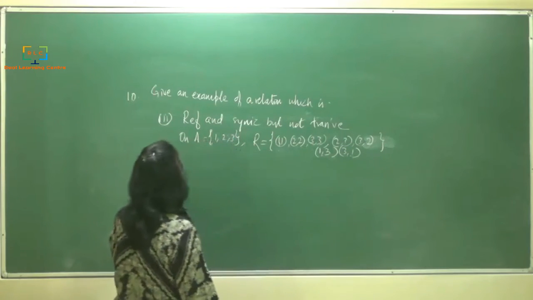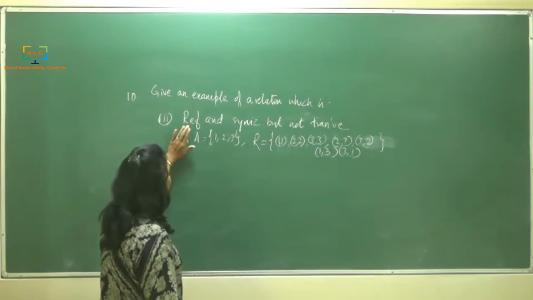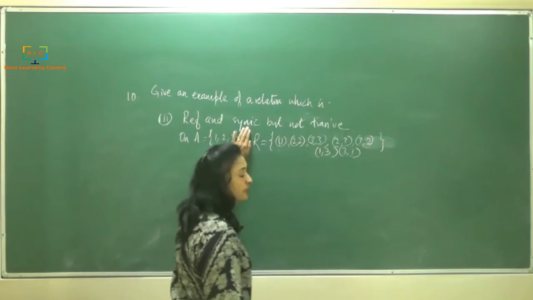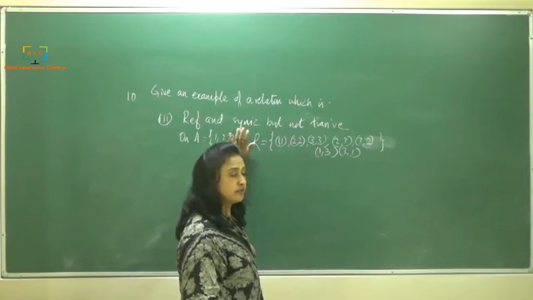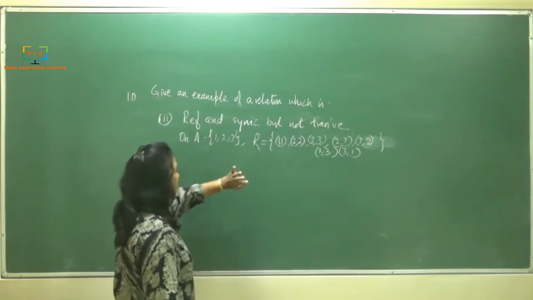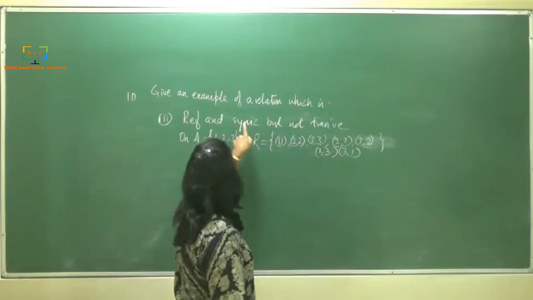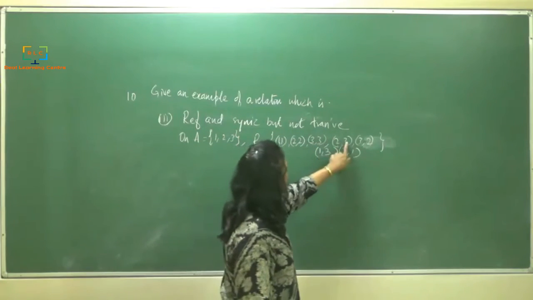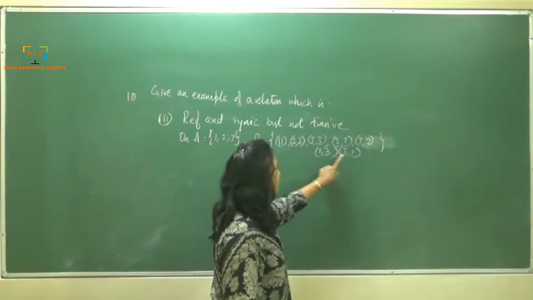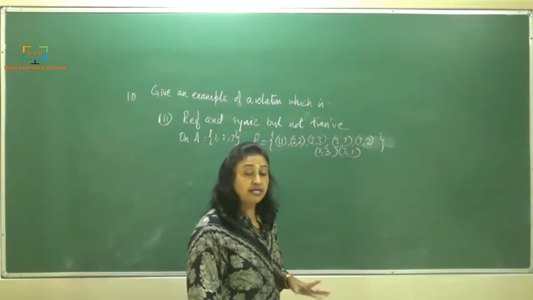See, they are asking us that we have to give the example which is reflexive and it should be symmetric also, but it should not be transitive. For reflexivity, it is already reflexive because for all 1, 2, 3 I have written the reflexive pairs. Next, it should be symmetric. Let me check out. For 2, 3 you have 3, 2. For 1, 3 you have 3, 1. It is symmetric. And it is not transitive.